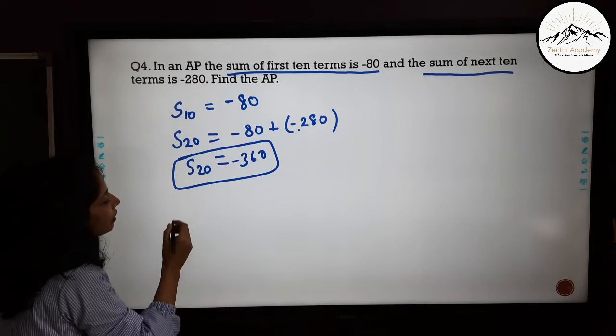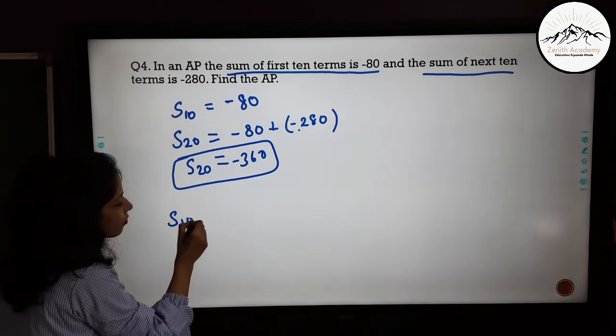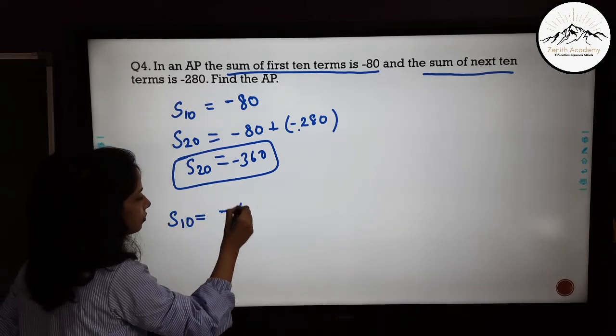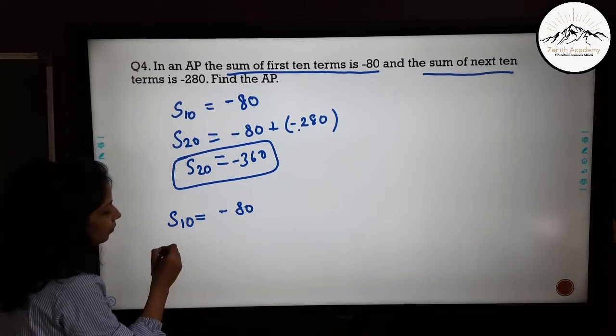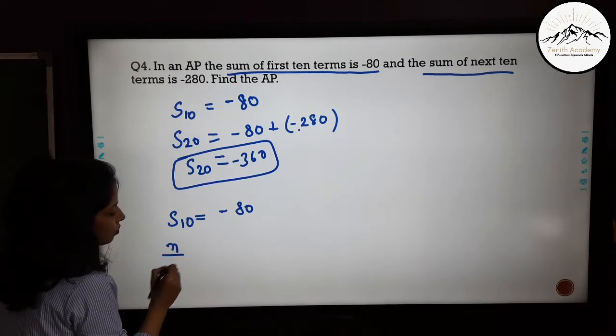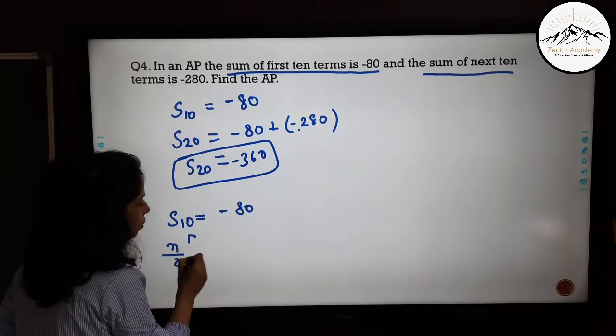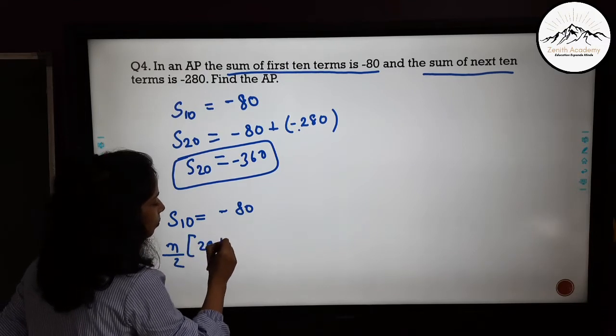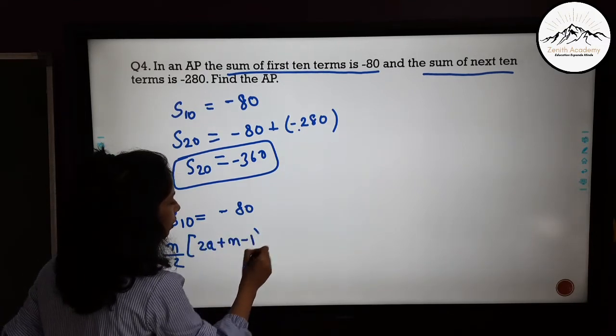For the sum of 10 terms, what can we write? We know the formula, n by 2 into (2a plus (n minus 1) into d).